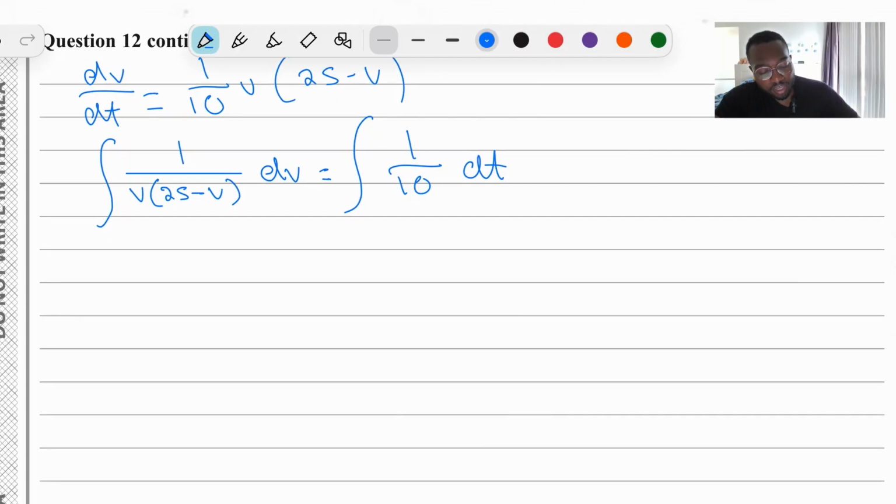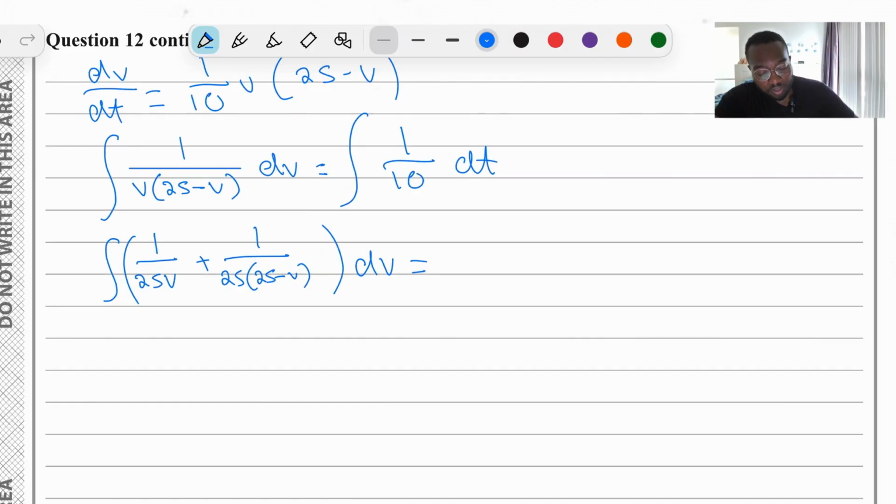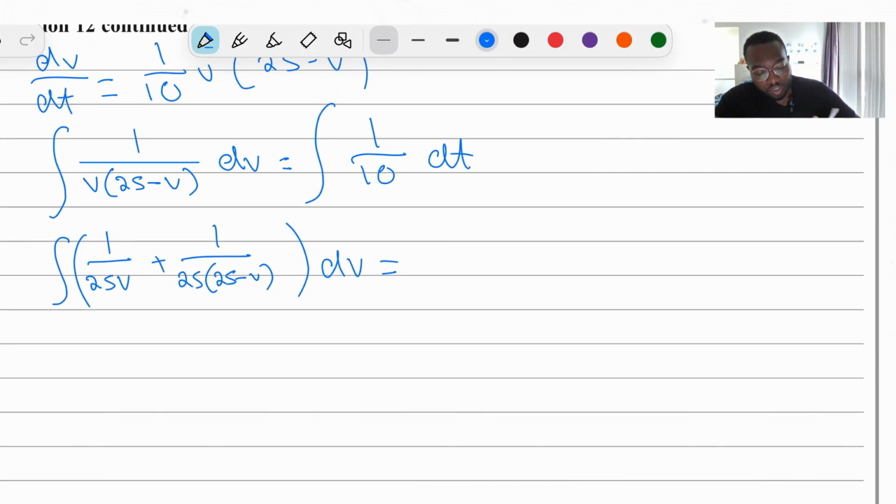Now, as we worked out in part A, we know that that would be 1 over 25v plus 1 over 25 minus v, and that's all with respect to v, okay? And then with this side, let's integrate the right side now. If we integrate that with respect to t, then it's just going to be 1 over 10 t. And let's add our constant c, okay?